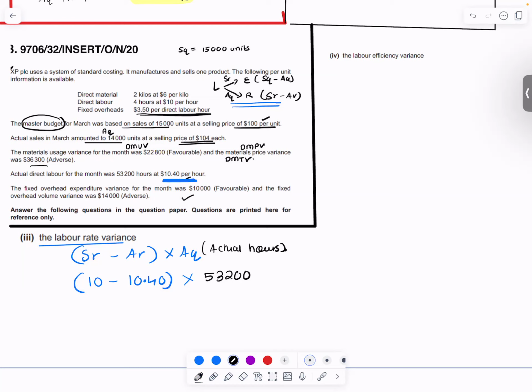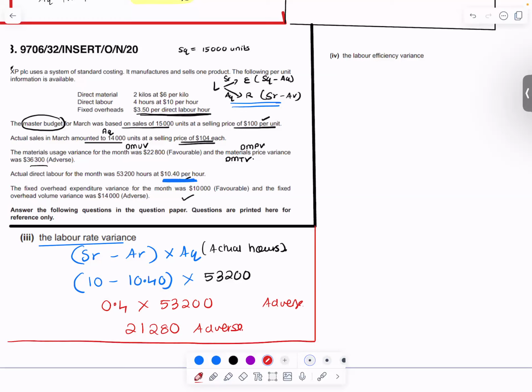You had decided that you would pay 10. You paid 10.4. So you are adverse. So you are 0.4 adverse. 0.4 into 53,200. So this is 21,280 adverse.